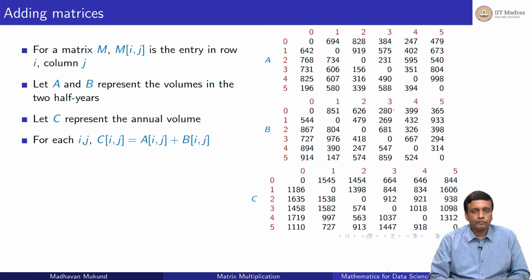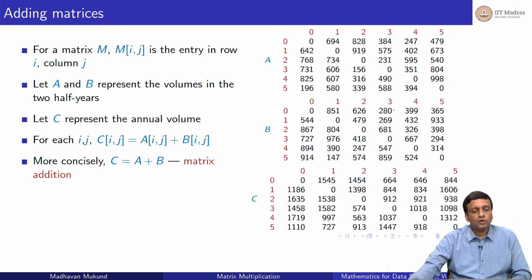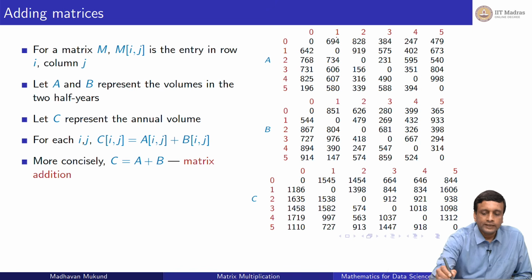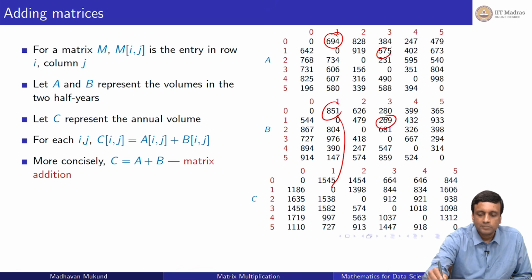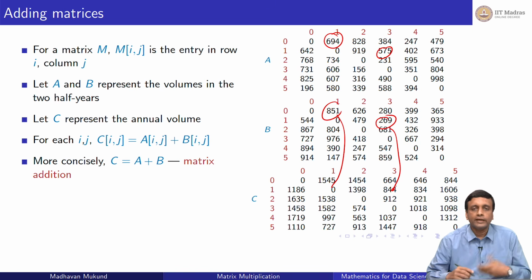It's quite obvious. If you want to look at a pair of cities and find out the total traffic between the two cities, you add up what traffic was there in the first half of the year to what traffic was there in the second half of the year. So when we do this, we are doing this for every element. We are taking this element, adding this element and getting this element. We're taking this element and getting this element. So we are doing it in the same way for every element of the matrix, and so we can just concisely say that we are adding these two matrices. This is called matrix addition.